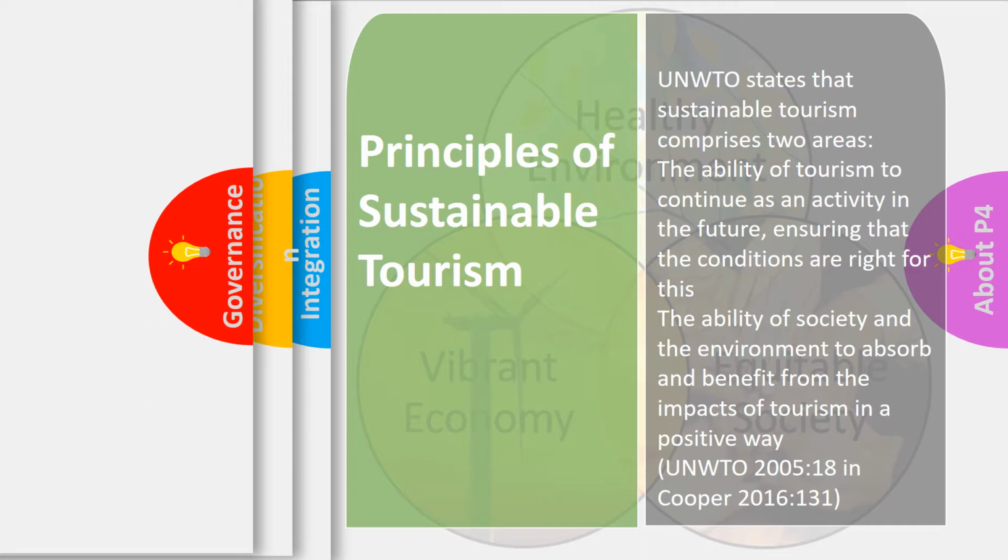UNWTO states that sustainable tourism comprises two areas: the ability of tourism to continue as an activity in the future, ensuring that the conditions are right for this, and the ability of society and the environment to absorb the impacts of tourism in a positive way. So in other words, that tourism destination is not being affected to such a degree in such a negative way, which would be harmful for that tourist destination, the environment, the people who are living there, and so on.